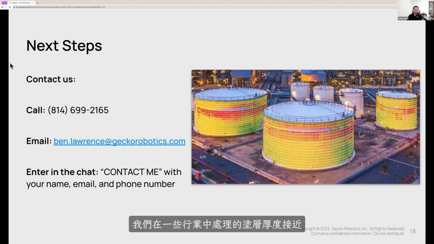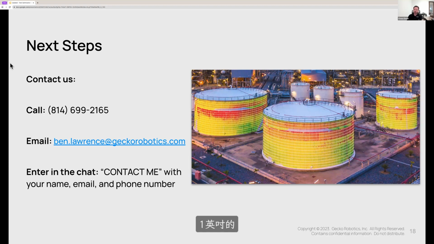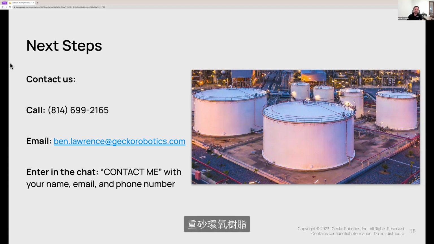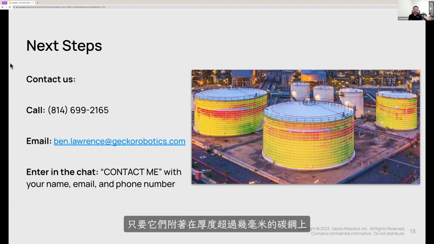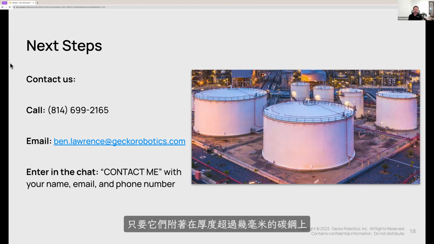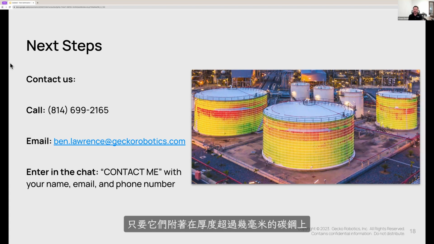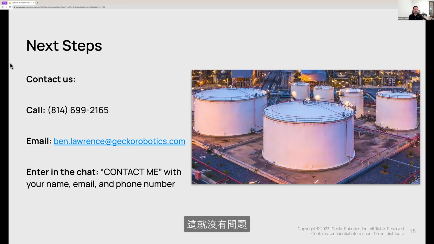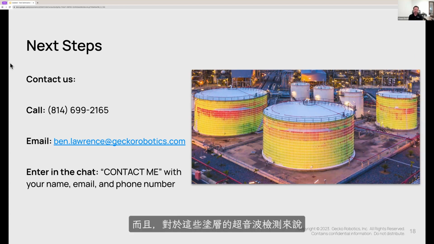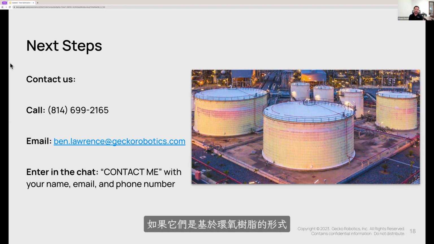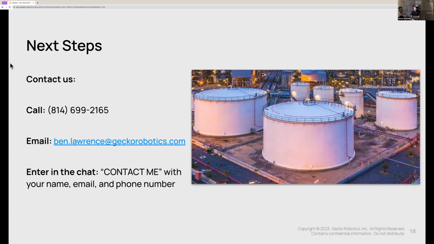Fairly thick. We do some work in some industries that have coatings that are approaching 1 inch thick of heavy grit epoxy, and it's no issue provided that the substrate they're attached to is more than a few millimeter thick steel, carbon steel. So no issue. And as far as getting ultrasonics through those, if they're in the form like most coatings are, an epoxy base, then it's no issue. We can see through it with the ultrasonics as well.